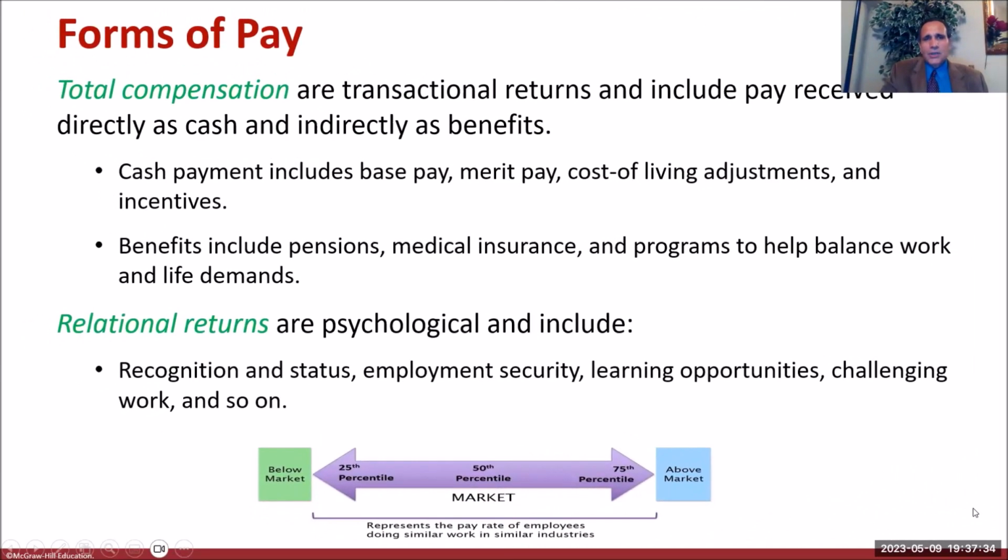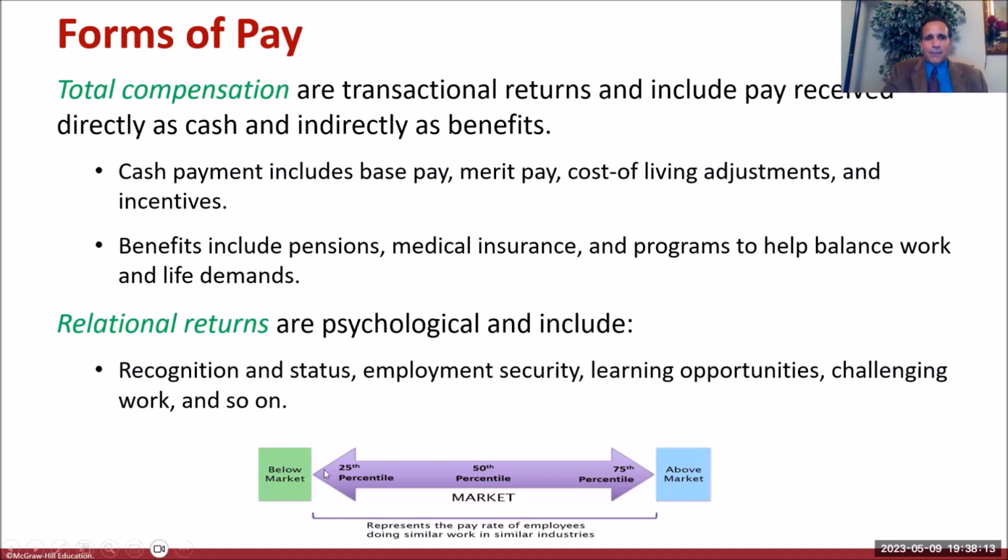So total compensation are those transactional returns, which include pay that is received directly as cash and indirectly as benefits. Cash payment includes base pay, merit pay, cost of living adjustments, and incentives. And benefits can include pension, insurance, and programs to help balance work and life demands. And I know there's been a lot of discussion on wellness programs nowadays. Many companies are offering that to keep us healthy, right? They're encouraging us to join a local gym or to exercise in different ways to keep us healthy, which is a positive thing.